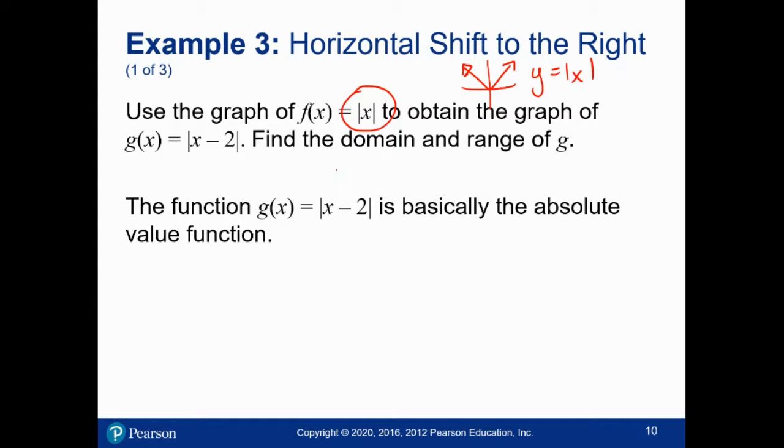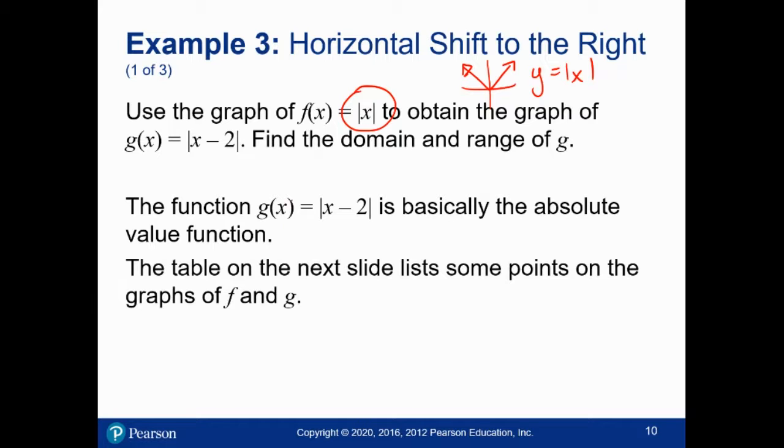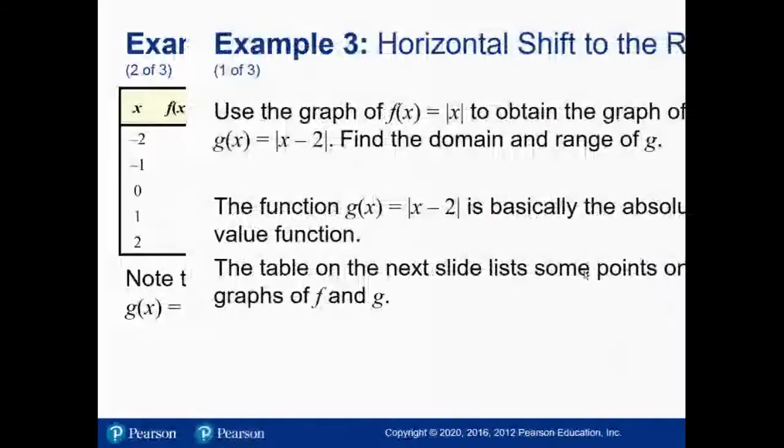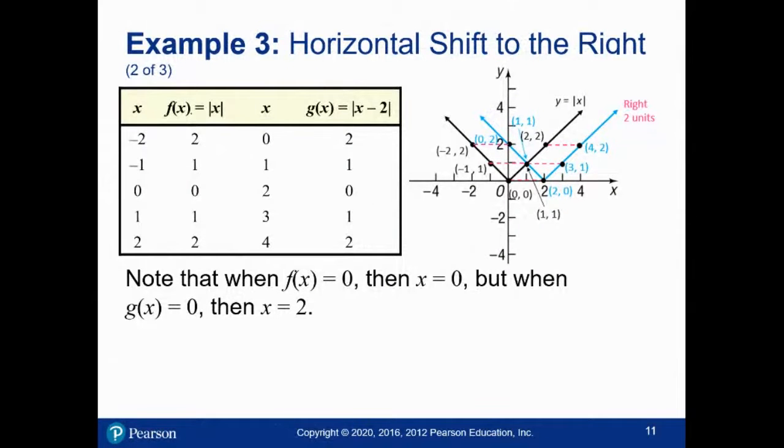And what's different is that if f of x is equal to the absolute value of x, okay, then this function here, g of x, is not f of x minus 2. That would be the absolute value of x, minus 2. What g of x is, is f of x minus 2, aka the absolute value of, because that's what f is, the absolute value, x minus 2 is what we're plugging in. And these are totally different things. Okay? So let's look at a chart of what happens.